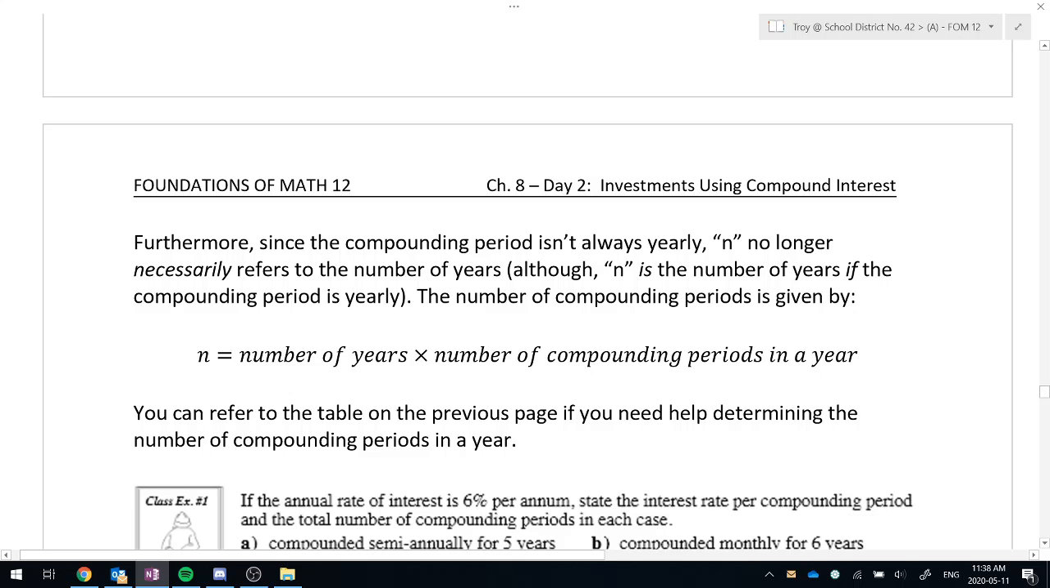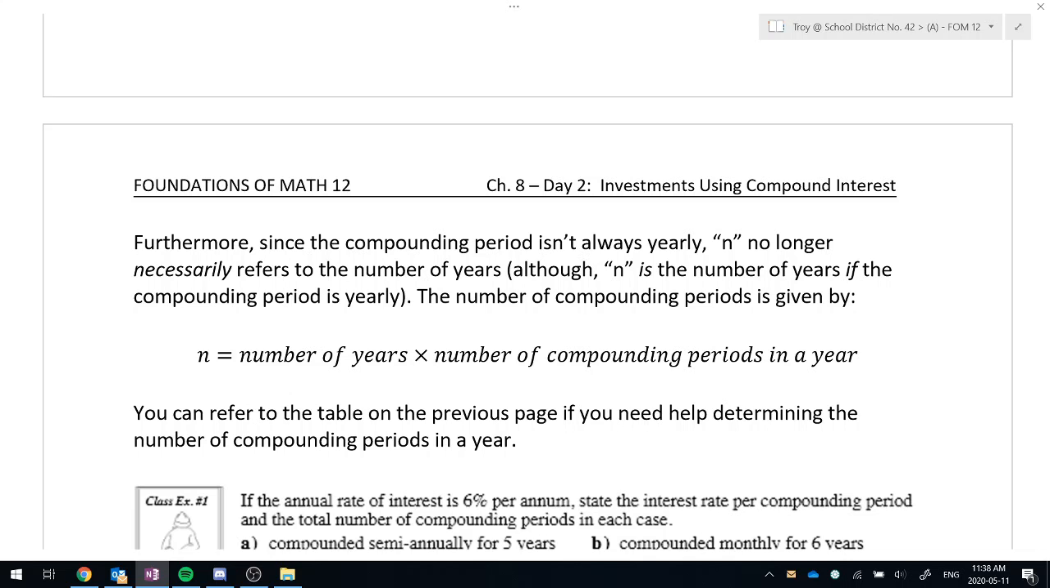And then on the topic of the n value, we're no longer talking about the number of years, unless of course it is compounded annually. If it's compounded annually, then n is just the number of years. But if it's not compounded annually, we need to take the number of years and we multiply it by the number of compounding periods in that year. Okay? And that'll give us the total amount of compounding periods.